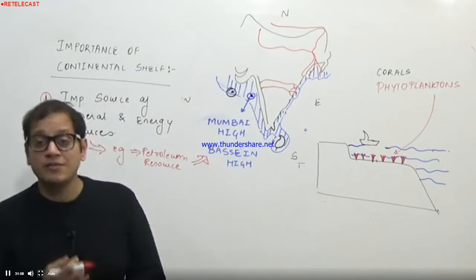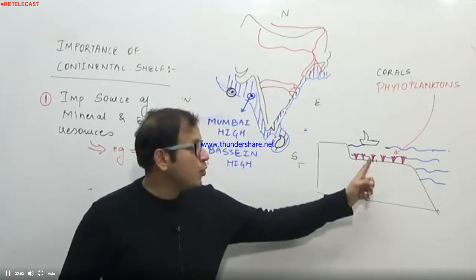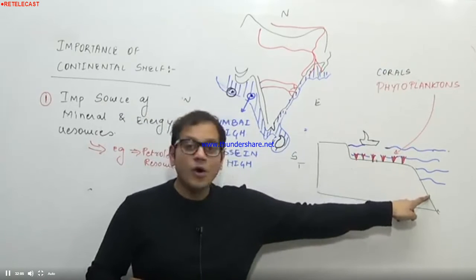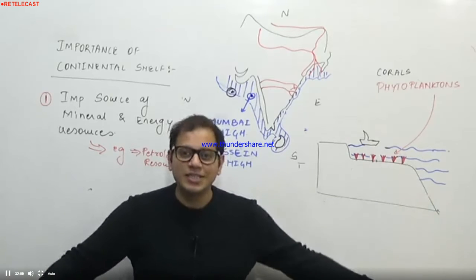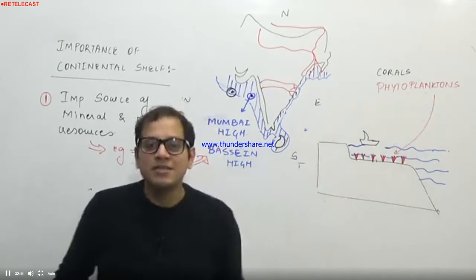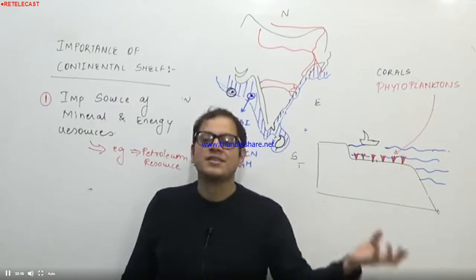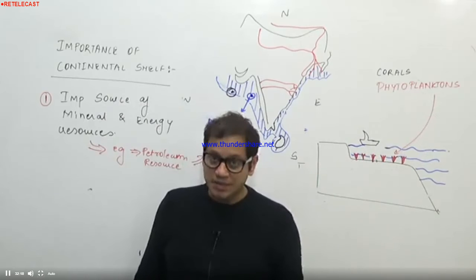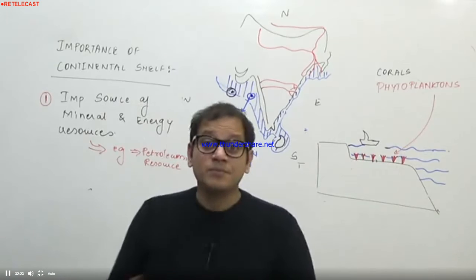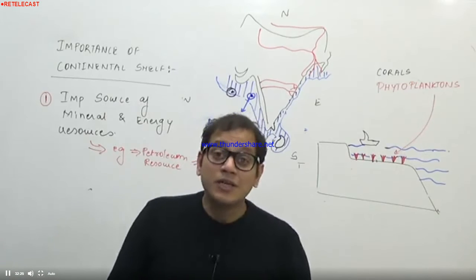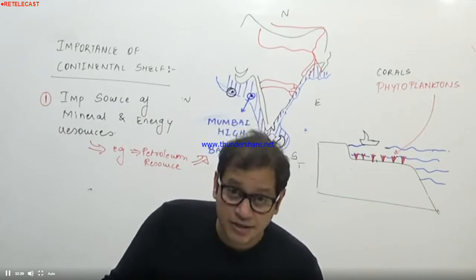Now these corals, phytoplanktons have large number of fishes. The corals or phytoplanktons cannot grow on the continental shelf beyond its edge. Obviously they cannot grow in the oceanic trenches or deep sea plains, that is abyssal plain. Because what is the depth of these areas? 6,000 meters, 3,000 meters. Obviously after 200 meters they cannot grow. So the largest fishing areas are the areas of widest continental shelf.